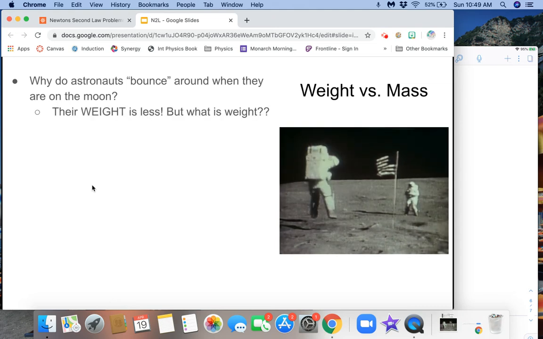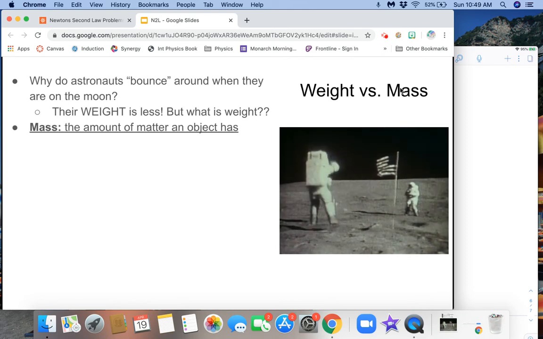Okay. Now, what's happening here is their weight is less. But what is this thing called weight? Now, there's two different things, and you can see the title of the slide here, weight versus mass. They sound very similar, and in common English, we do say our weight. But these words are actually not interchangeable. They're actually different. They're related, but they're different. Okay, so mass is the amount of matter an object has. So meaning the amount of stuff my body is made up of.